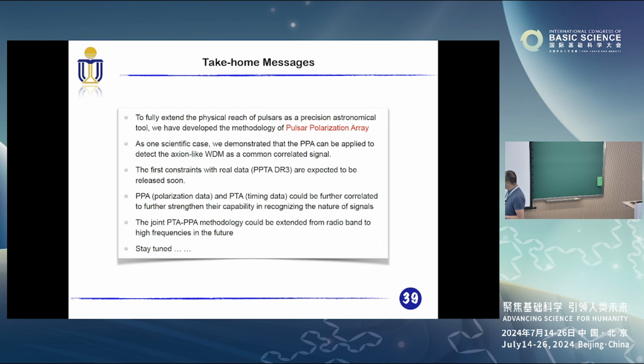The PPA and the PTA could be further correlated to strengthen their capability in recognizing the nature of signals. And the joint PTA-PPA methodology could also be extended from the radio band to high frequencies in the future. Stay tuned. I will stop here. Thank you for your attention.